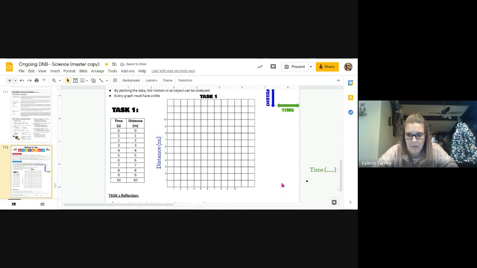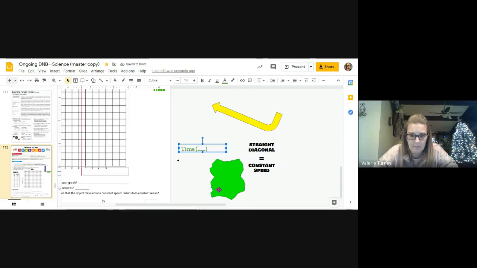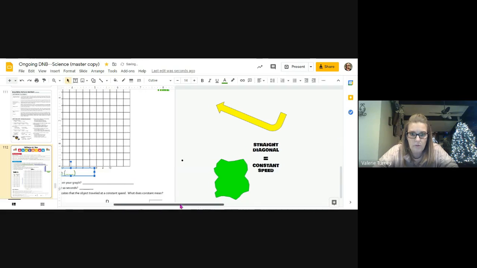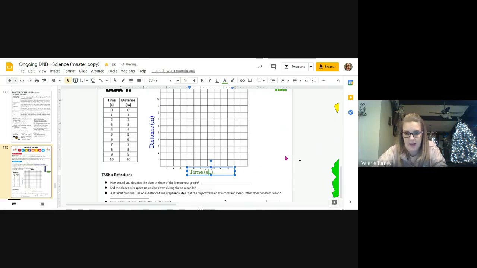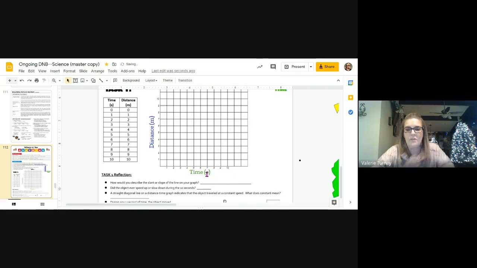And then down here at the bottom, our time, according to the chart, the time is in S, in seconds. So right about there, and I'm going to change that to S. I had a line there because I was going to have you guys put that in. So our distance is going to be on the vertical, and that is in meters, and our time is going to be on the horizontal, and that is in seconds.